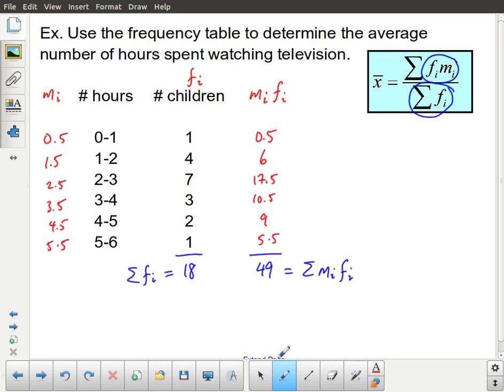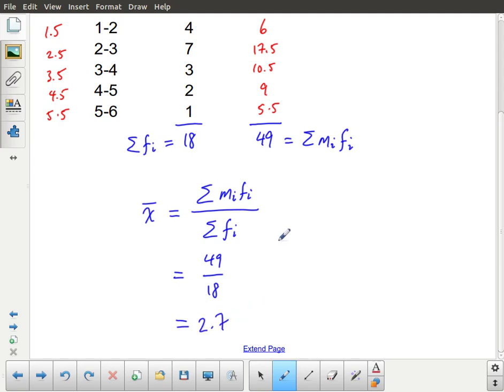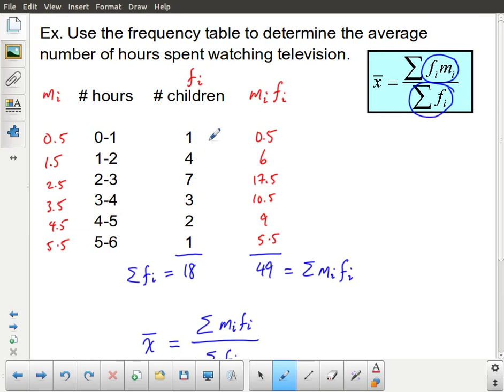And now that I have those, I can simply calculate the mean for this frequency table. The mean is equal to the sum of MIFI over the sum of Fi, which is 49 over 18, which works out to be, and I have a calculator here because I didn't calculate this one in advance, 2.7. So the mean number of viewing hours, based on this data, we can't be super precise, but based on the data that we were given, is about 2.7.